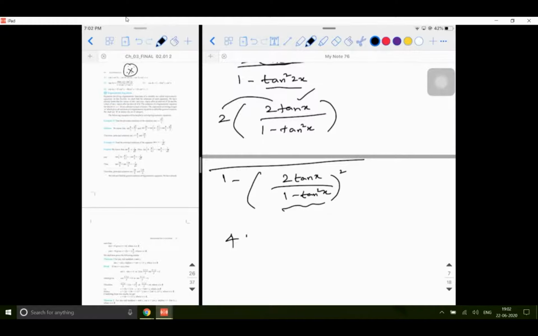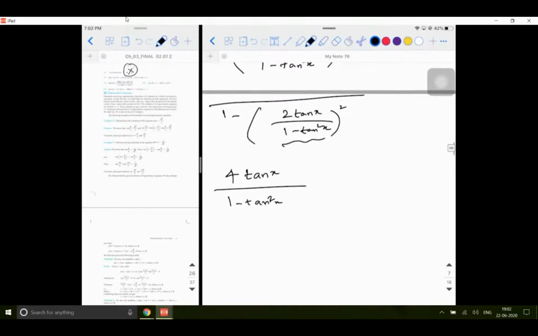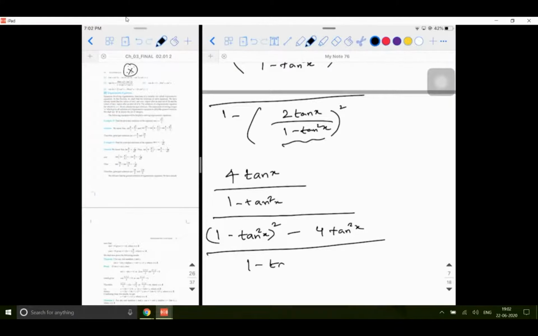So 2 into 2 is 4 tan x divided by 1 minus tan square x. I hope there is no doubt in this step. Divided by, if I take the LCM, it will be 1 minus tan square x, the whole square, minus 4 tan square x, the whole divided by 1 minus tan square x, the whole square. So observe it clearly. Is there any doubt?